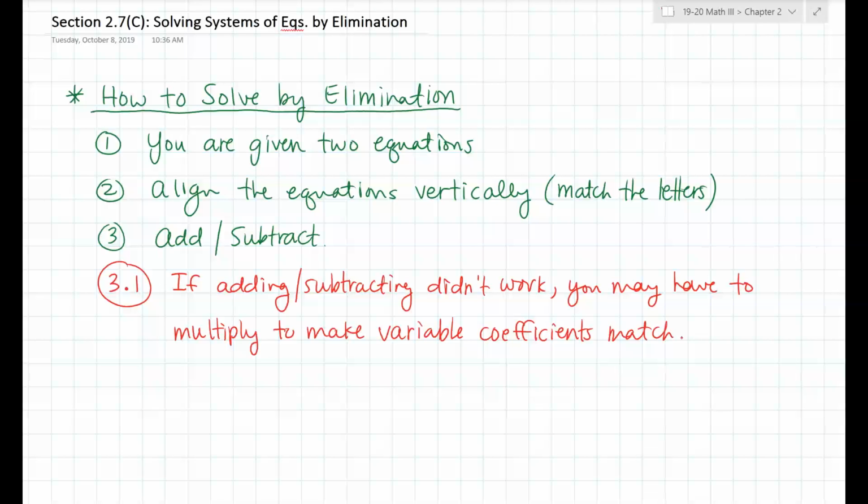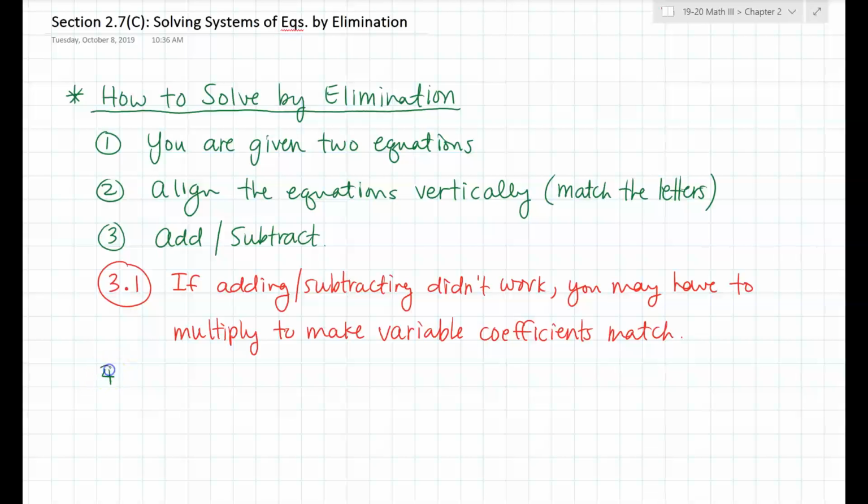When we get to those, you'll understand what I'm talking about, okay? But that's just like an extra step, because usually adding and subtracting should work, but if it doesn't, then maybe it's because the variables don't have coefficients that will cancel each other out, right? This is called elimination. That means I got to get rid of something. So if I don't get rid of something, then something must be off. So maybe I got to fix it. 3.1 is the fix. Okay?